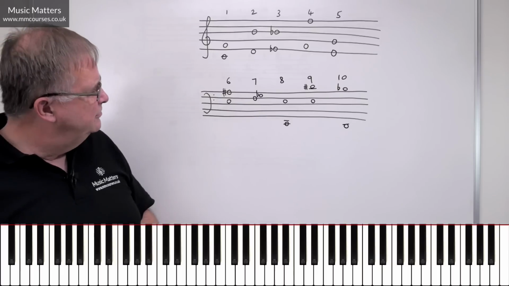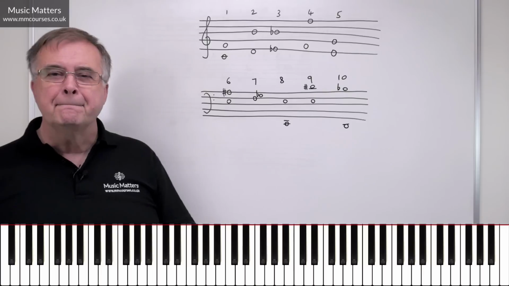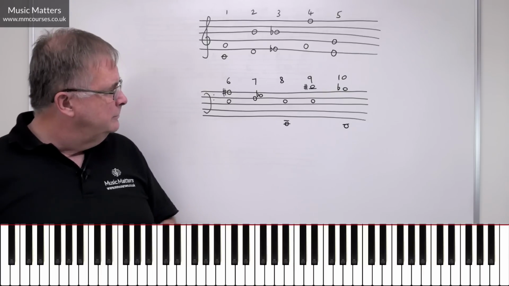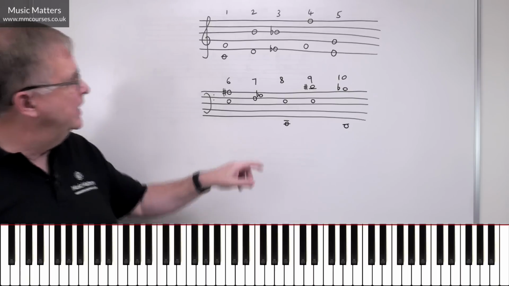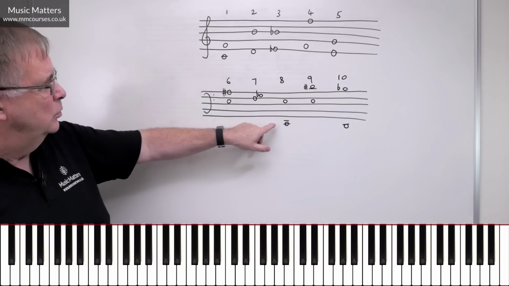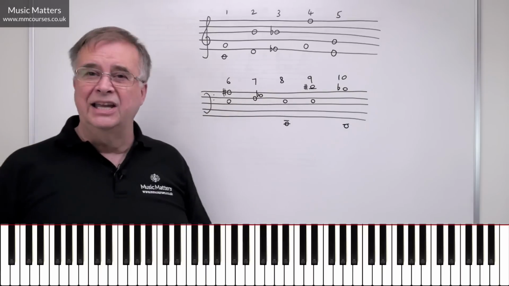Okay, what do you make of interval number 8? Have a little look at that for a moment. Well, there are 2 ways we can count this. One is to count all the way from the bottom to the top. 1, 2, 3, 4, 5, 6, 7, 8, 9, 10, and we could call that a tenth.